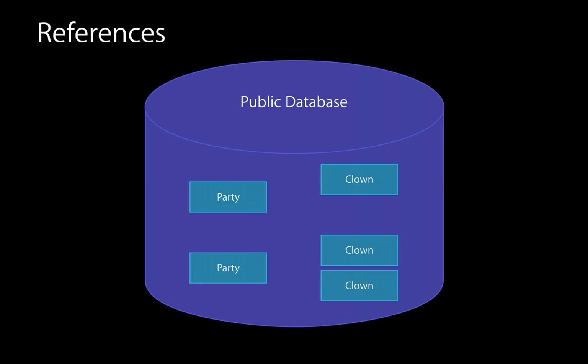So I want some way of representing the object relationship that I have between parties and clowns up to the server. And the way we do that is via something that we call references. Now you'll note here that in this contrived example, parties own clowns. That is, we've got a parent-child relationship with the party as a parent and the clown as a child. And the reference goes from the child object, from the clown, up to its parent object. We call that a back reference.